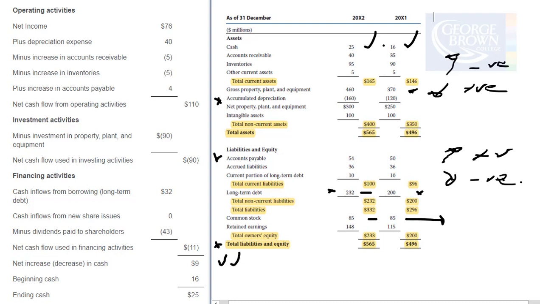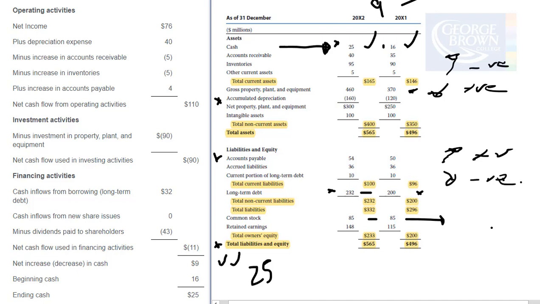We add that to the 16 million that we had on the balance sheet, and finally we get our 25 million. So that's the point of the cash flow statement: when we look at cash on the balance sheet, the 25 million and the change, the 9 million, we want to know where did that come from. And we want that categorized into operating activities, investment activities, and financing activities.